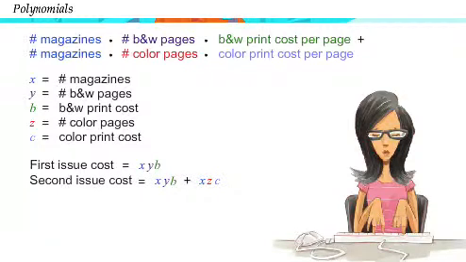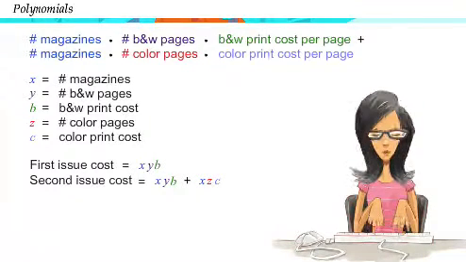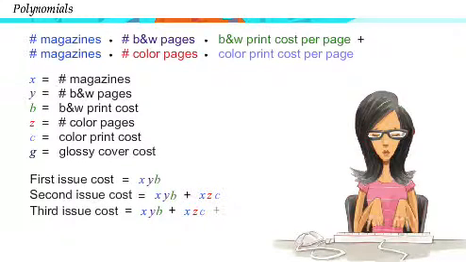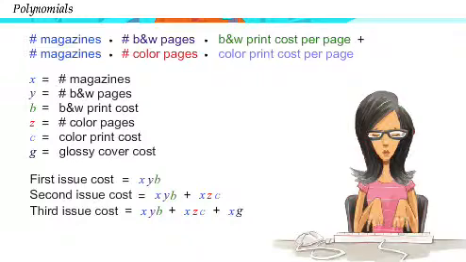For her third issue, she wants to give the magazine a glossy cover. To calculate the new cost, we'll need one more variable, G for the cost of the glossy cover. And we need to add XG, the number of magazines times the cost of the cover, onto our equation. For her fourth issue, okay, that's enough. We'll let Lisa get back to work while we take a look at what we did.